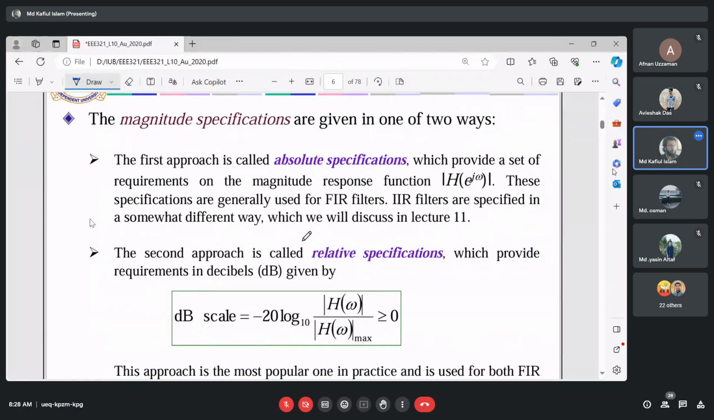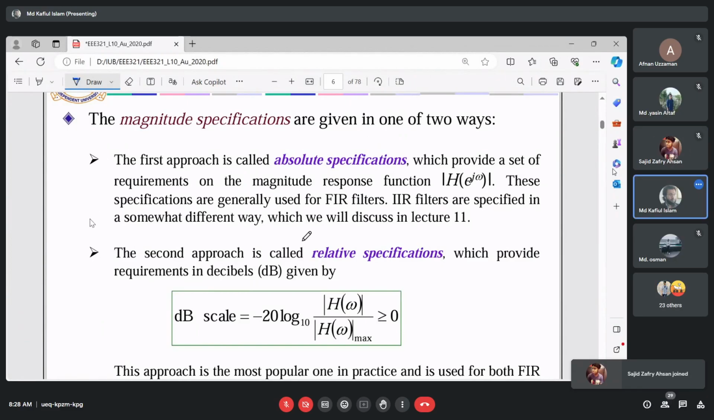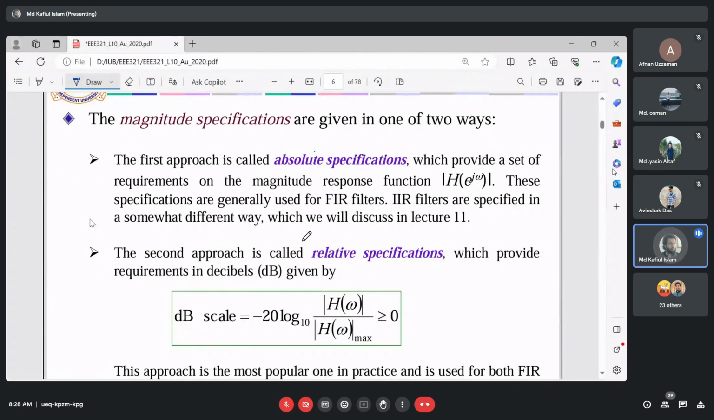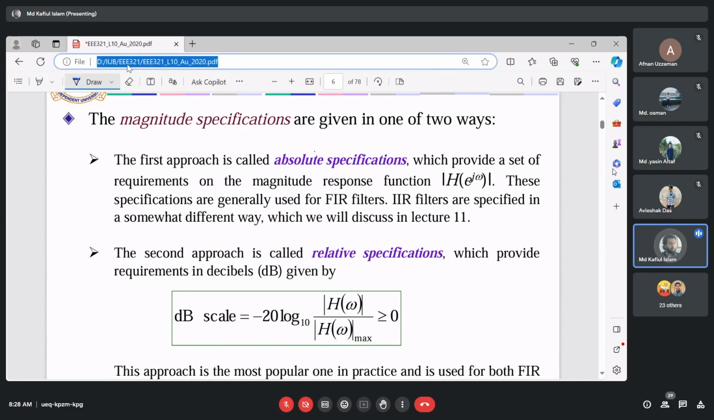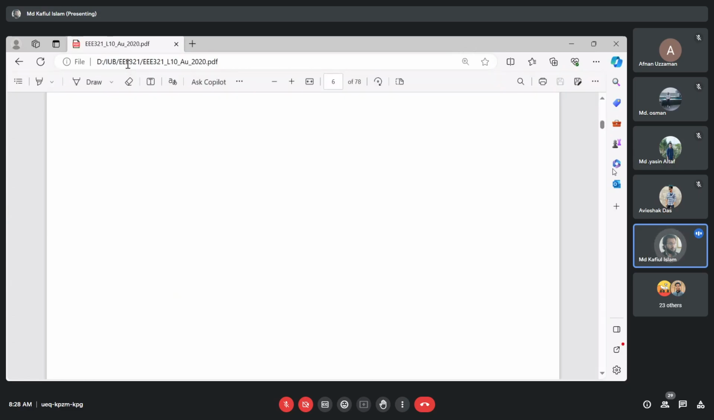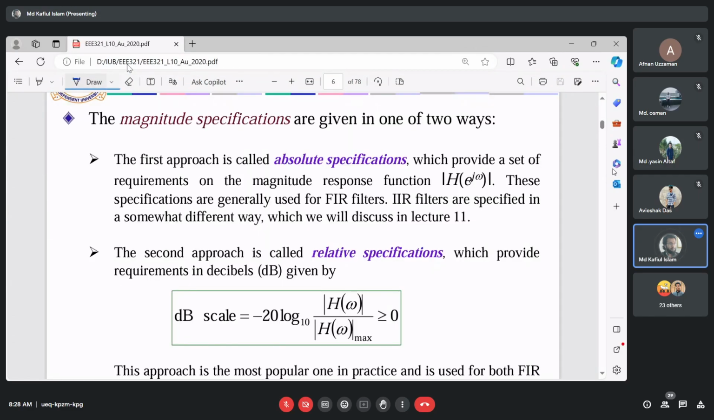Now, regarding the specification, usually we talk about the magnitude specifications, right? As we mentioned, frequency response can be of two types: one is magnitude response, another is phase response. But for this course, we only stick to magnitude response and not the phase response, okay? So when we talk about the frequency response, by default we are referring to magnitude response. The specification can be of two types: one is the absolute specification, another is the relative specification.